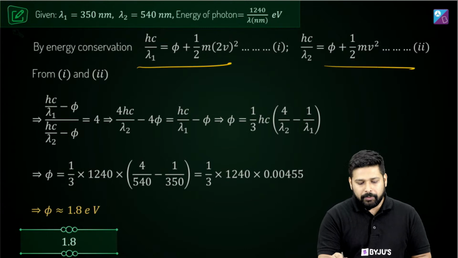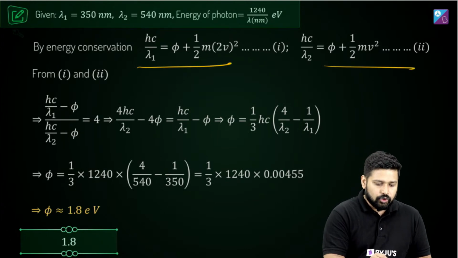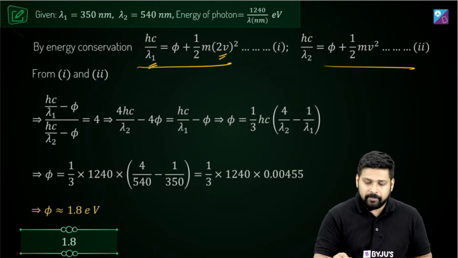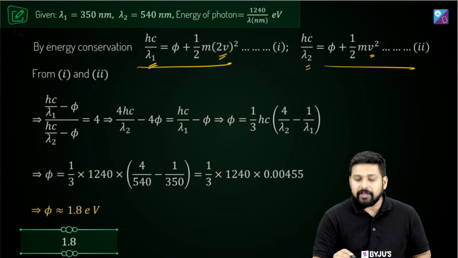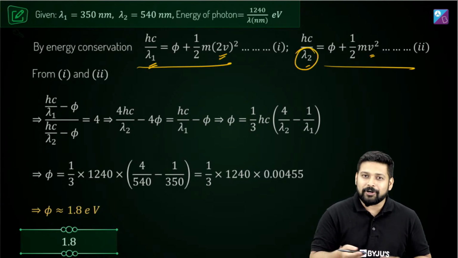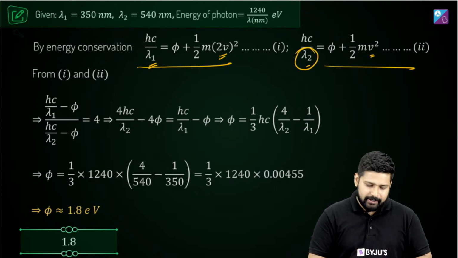We have got these two equations again. Just I am summarizing. So what you can write? Corresponding to lambda 1, it will be 2v. Corresponding to lambda 2, it will be v. Correct? So in which case, which is slower? Obviously lambda 2. Why? Because lambda 2, the value is more. Got it? ठीक है?